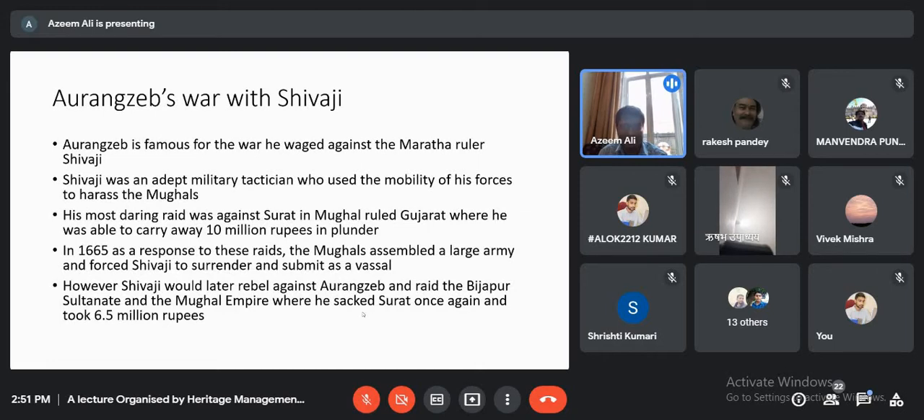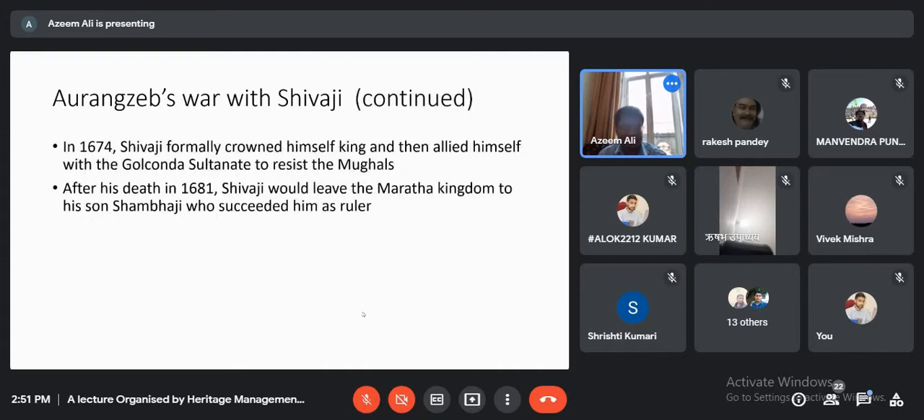But famously, Shivaji would escape the Mughal court and return to the Deccan and rebel again against Aurangzeb. And he raided the Bijapur Sultanate and the Mughal Empire, where he again sacked Surat and took 6.5 million rupees. And in 1674, Shivaji formally crowned himself king and then allied himself with the Golconda Sultanate to resist the Mughals. After his death in 1681, Shivaji would leave the Maratha kingdom to his son, Shambhaji, who succeeded him as ruler.